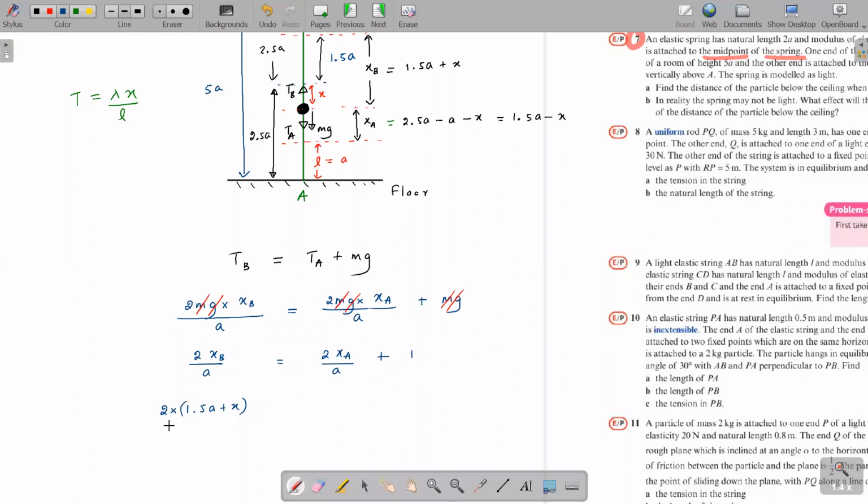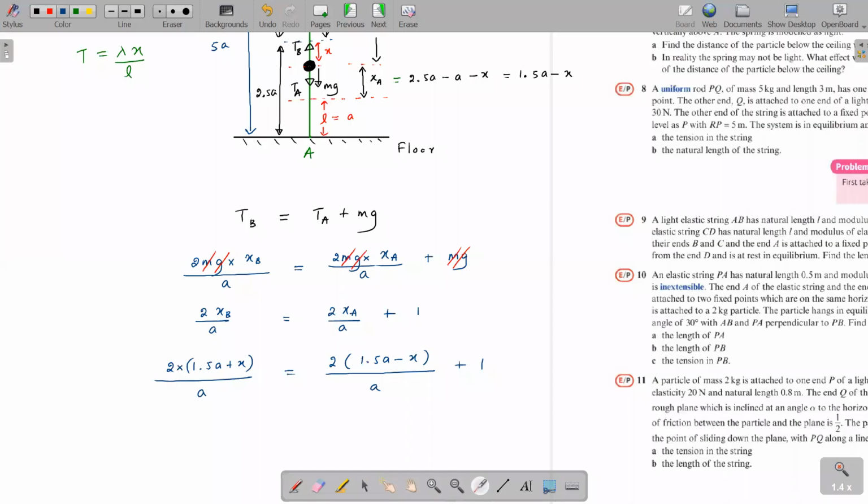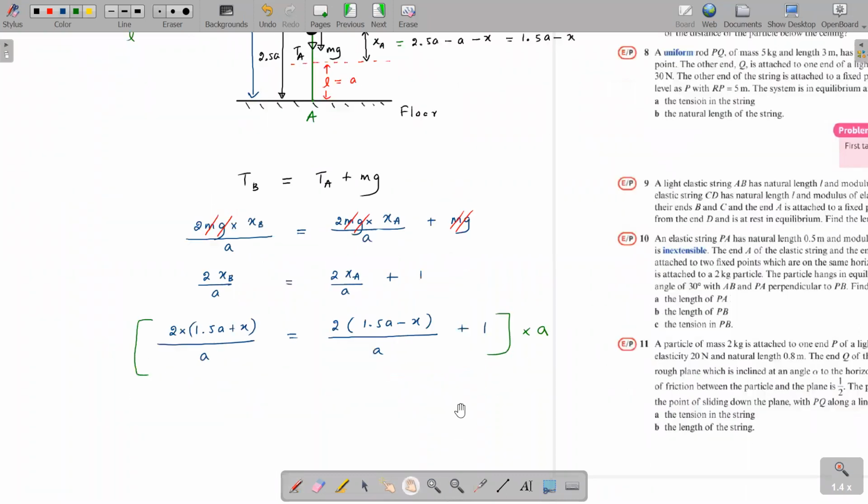1.5a plus x over a equals twice xa, which is 1.5a minus x over a plus 1. Are you guys okay with this? Okay, so let's simplify. Can you all get the answer for x? You can see a is the denominator. Shall I multiply the whole equation by a, so we can cancel out this denominator?